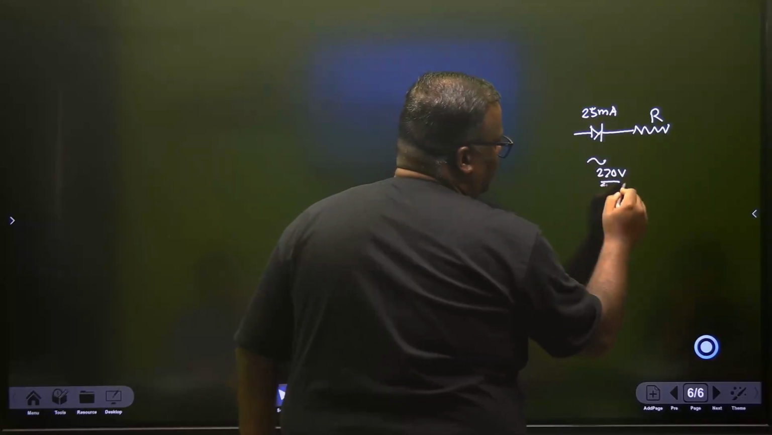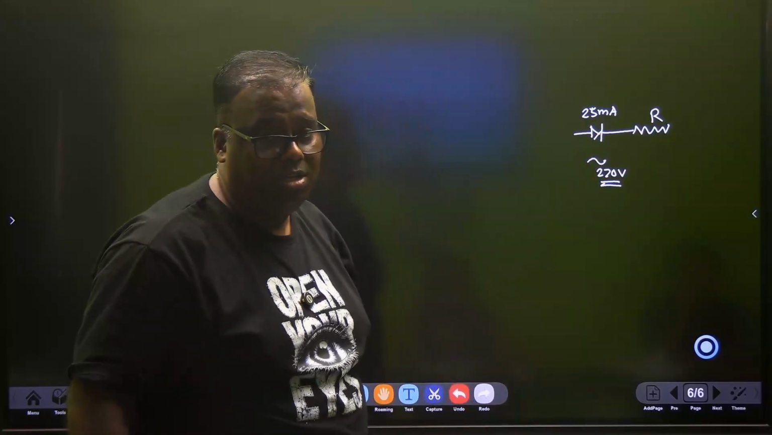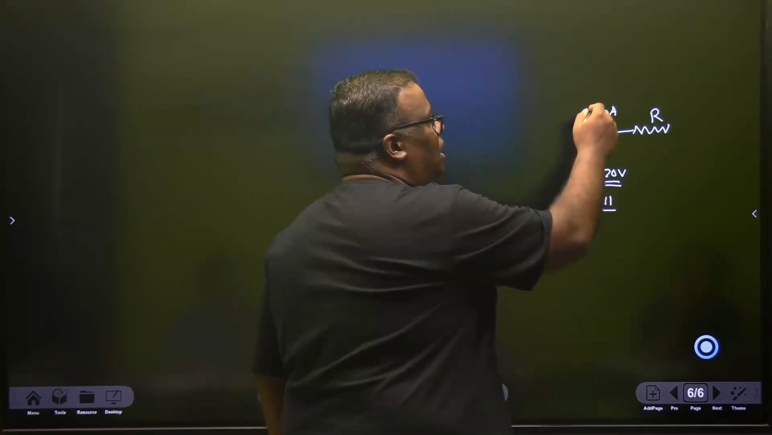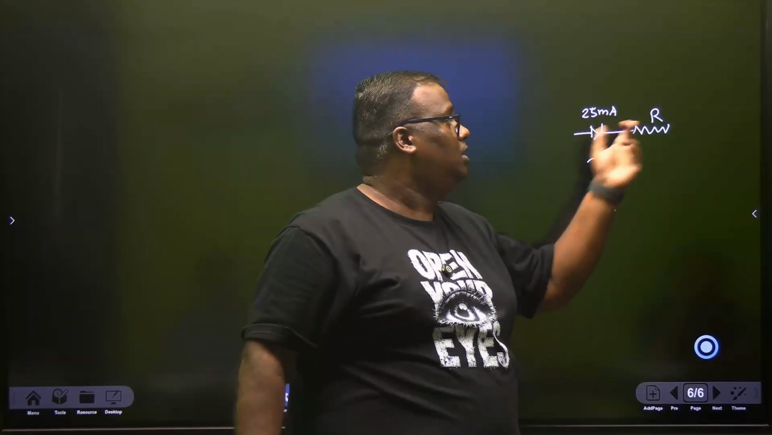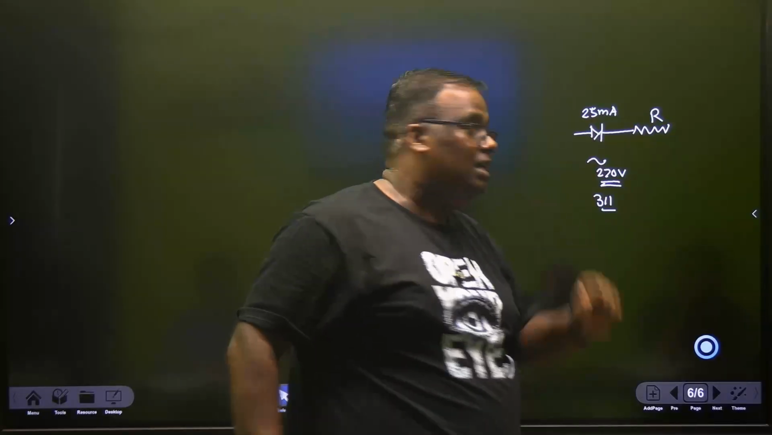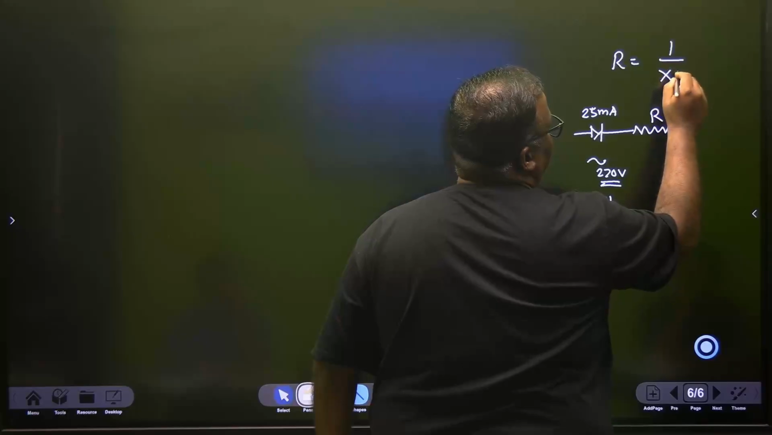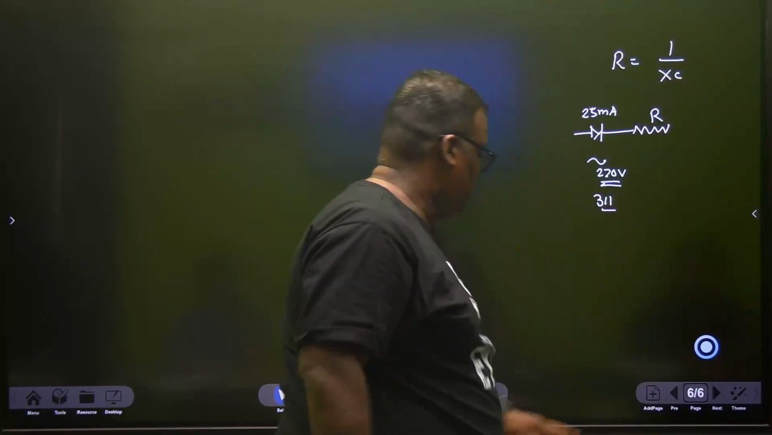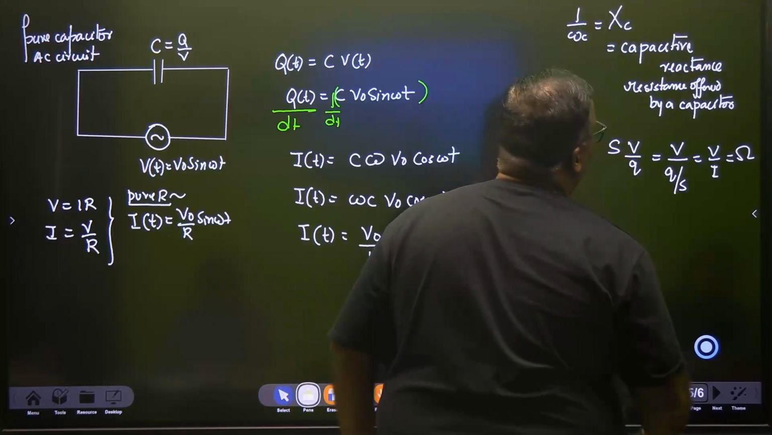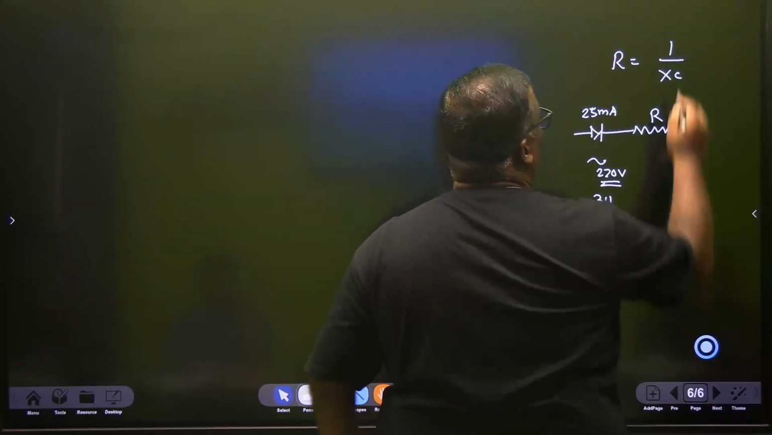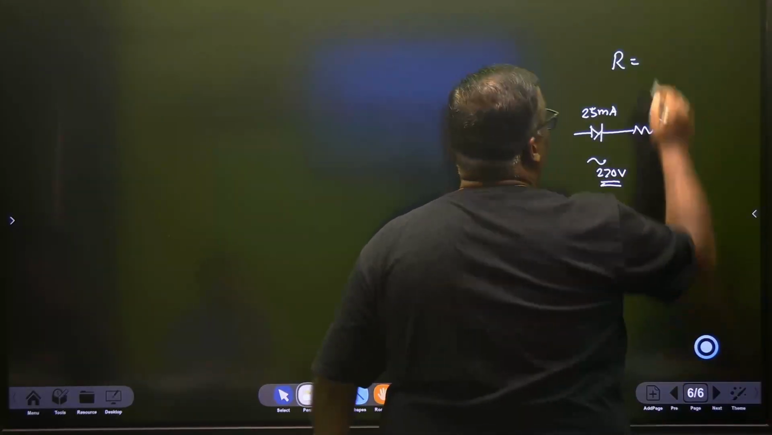And I should not go by this. This is RMS. The peak voltage that will come is 311. So I do 311 and 25 milliampere, and they will give me the value of R. This R has to be matched by XC.